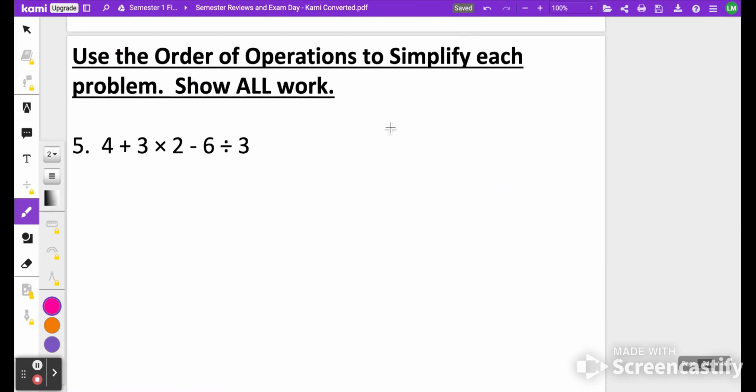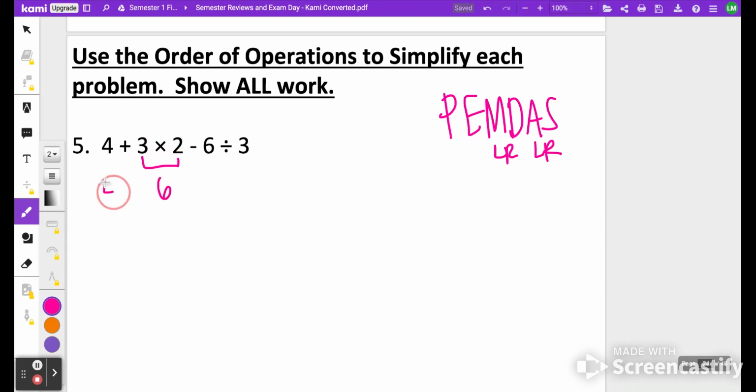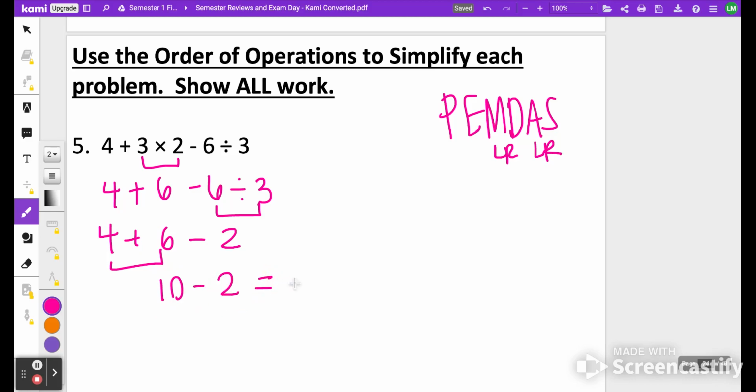Using order of operations, we're going to solve the following. Remember, order of operations is parentheses, exponents, multiply, divide from left to right, and add and subtract from left to right. No parentheses, no exponents. Now I'm ready to multiply and divide from left to right. First I have 3 times 2, which is 6, so then I bring down everything else. Then I have some division, which is 6 divided by 3, which gives me 2. As I'm bringing down everything else, now I just have adding and subtracting from left to right again. 4 plus 6 is 10, and 10 minus 2 is equal to 8.